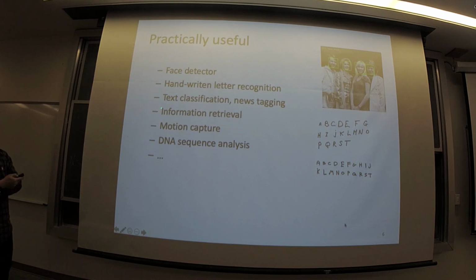Right? And handwritten letter recognition, text classification, user tagging, information retrieval, motion capture. Like when the camera records the video, and some people or some objects do some sudden motion, it's very important to capture the motion, because in many accidents, it's important to capture the moment that the accident happens. Right? It's called motion capture. And DNA sequence analysis, and a lot of other applications.